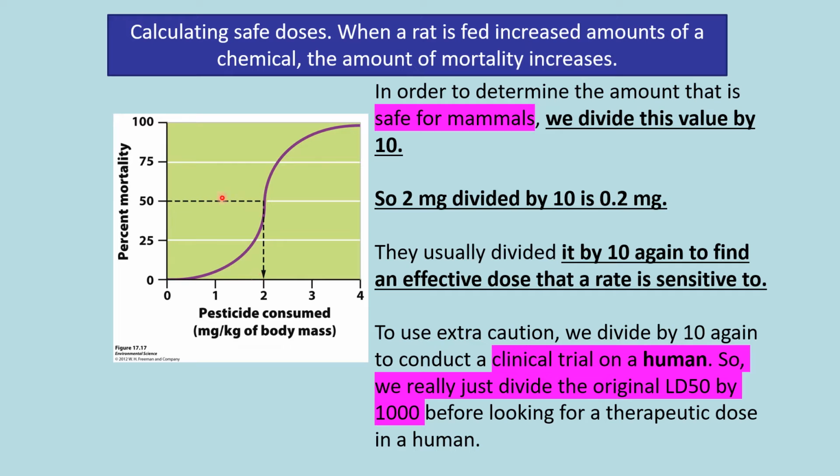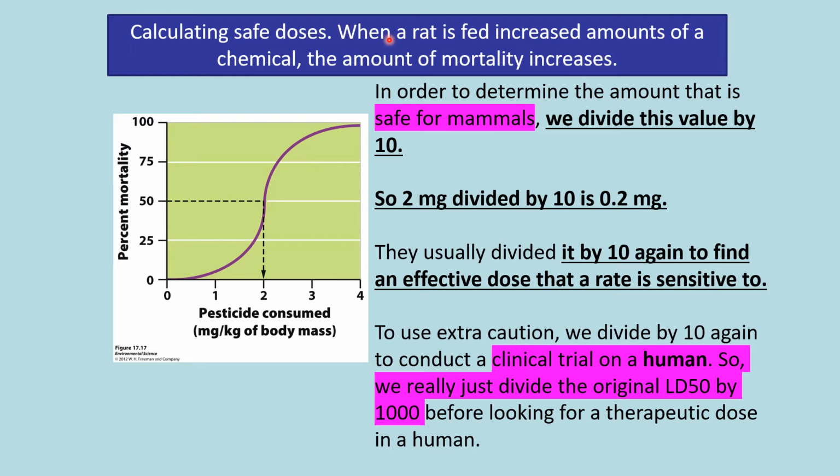Okay, so we draw that line for the 50% mortality. There, this line intersects the curve. We draw a straight line down to the x-axis, and we find that 2 milligrams per kilogram of body mass in a rat is the lethal dose for 50% of them.